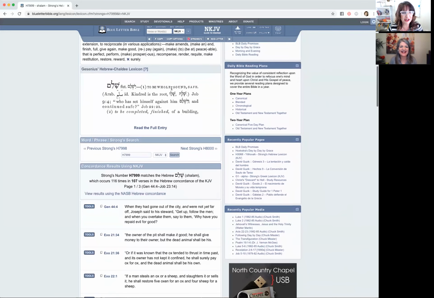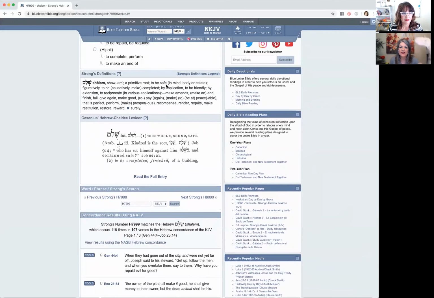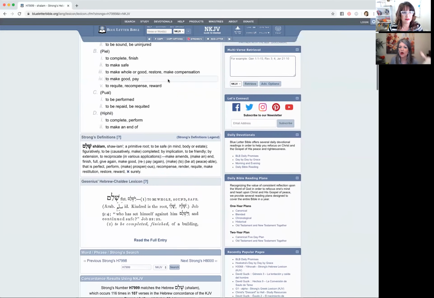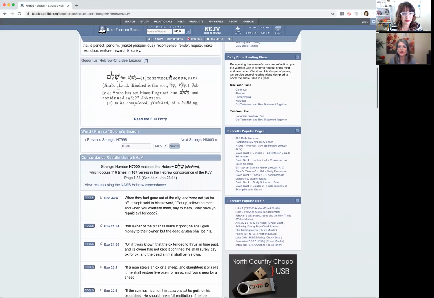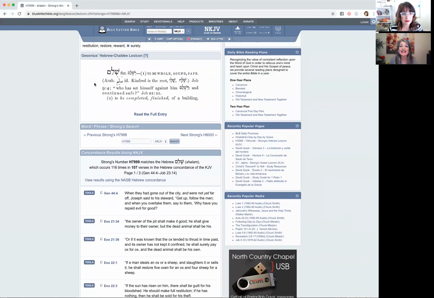So I'm scrolling down to Gesenius. I digress. Okay, we're here. Perfect. So you went through all the English dictionary definitions, the Strong's definitions. You went through all of that. You don't need to read those because you're going to get it from the Gesenius perspective, the Hebrew perspective.